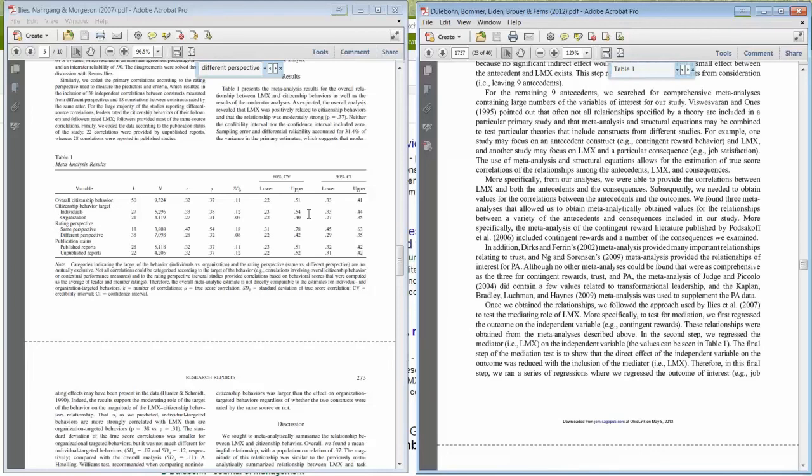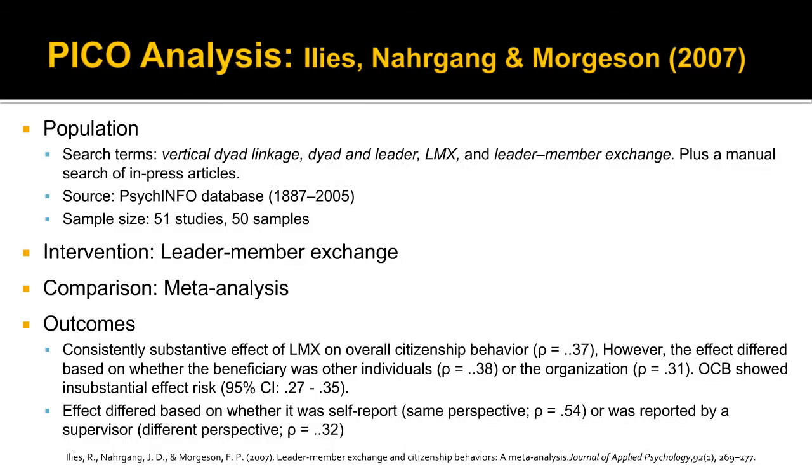That's it for analyzing meta-analysis tables. Now let's see what we can conclude from this as we resume our presentation. This is the PICO analysis that is produced for the first study we looked at, Illes, Nargang, and Morgeson 2007. As with all PICO analyses, you begin by searching the paper for the method section.